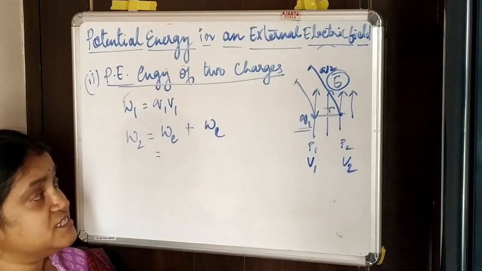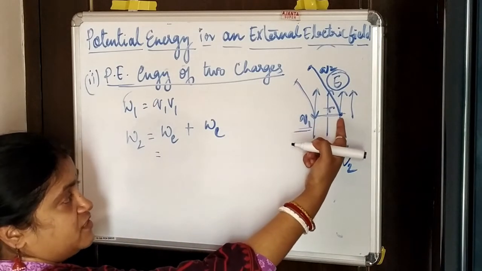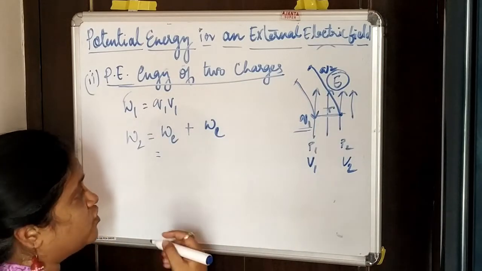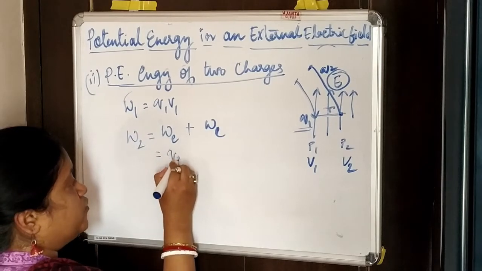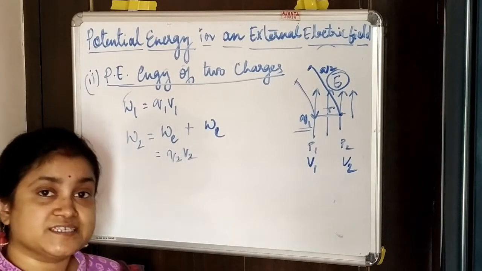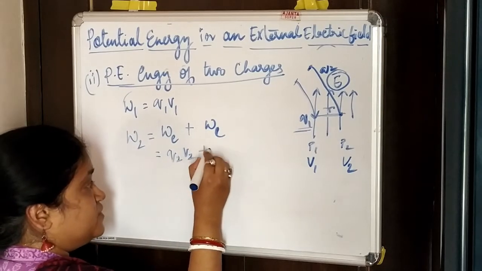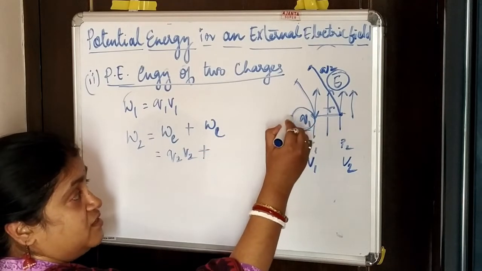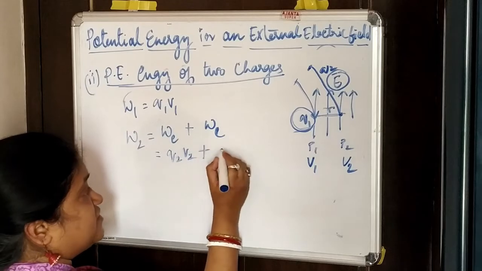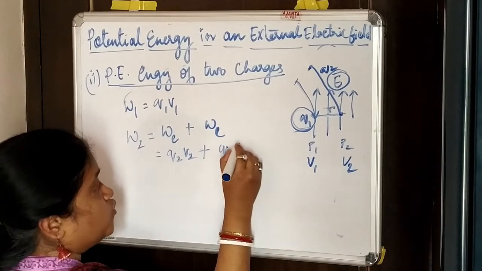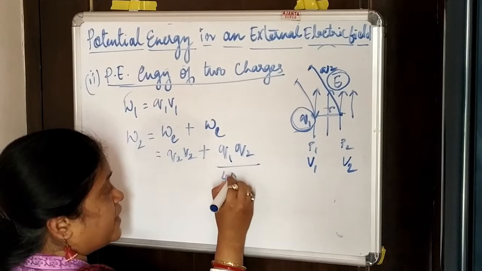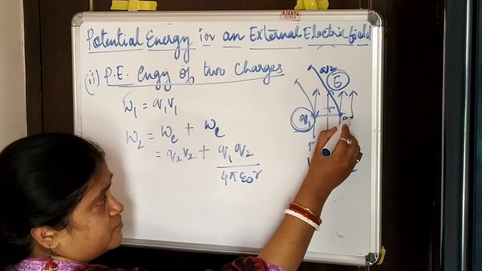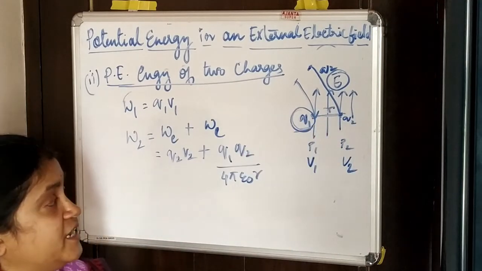Now this WE, which is due to the external field, the work done against the external field, is very similar to the previous one that we have already done. This will be nothing but Q2 into V2 due to the external electric field. But there must be another work that is being done to work against the electric field due to Q1, and that will be Q1 Q2 by 4 pi epsilon naught R, where R is the distance between these two points P1 and P2.